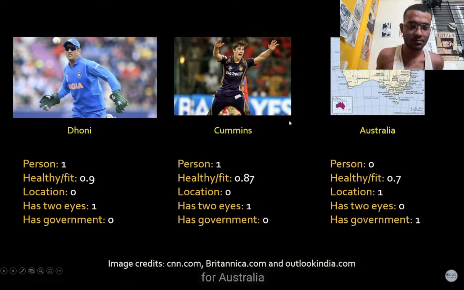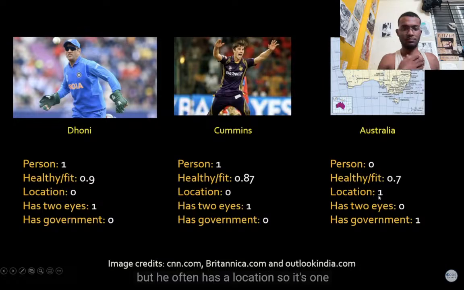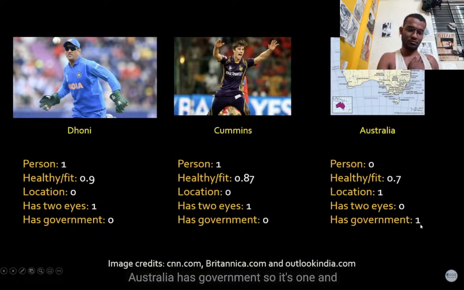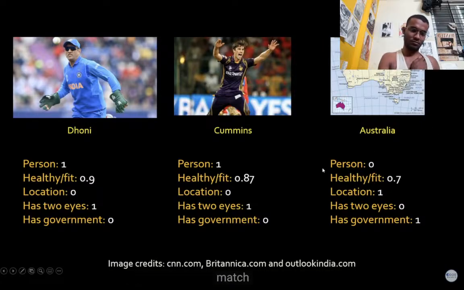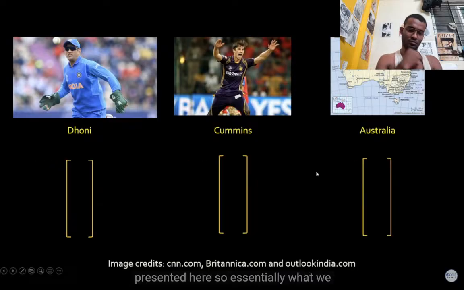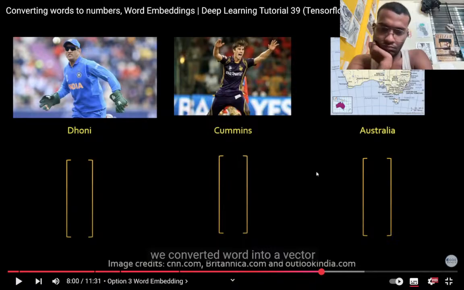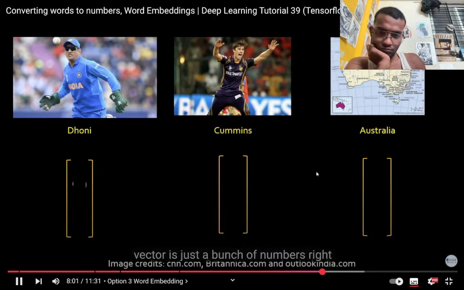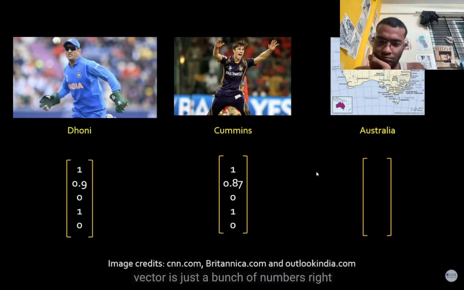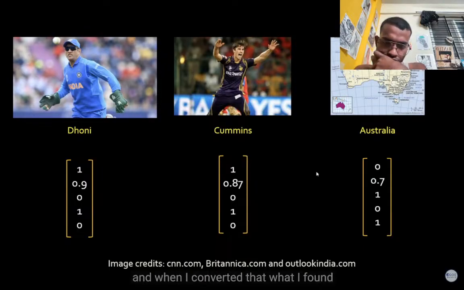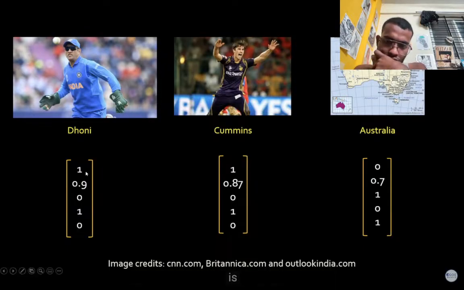But for Australia, when you put the same numbers, Australia is not a person, so of course 0. But Australia is a location, so it's 1. Australia has government, so it's 1. And if you have any other countries, they will match the feature vector that I have presented here. So essentially what we did is we converted word into a vector. Vector is just a bunch of numbers, right? And when I converted that, what I found is Dhoni and Cummins are kind of similar.